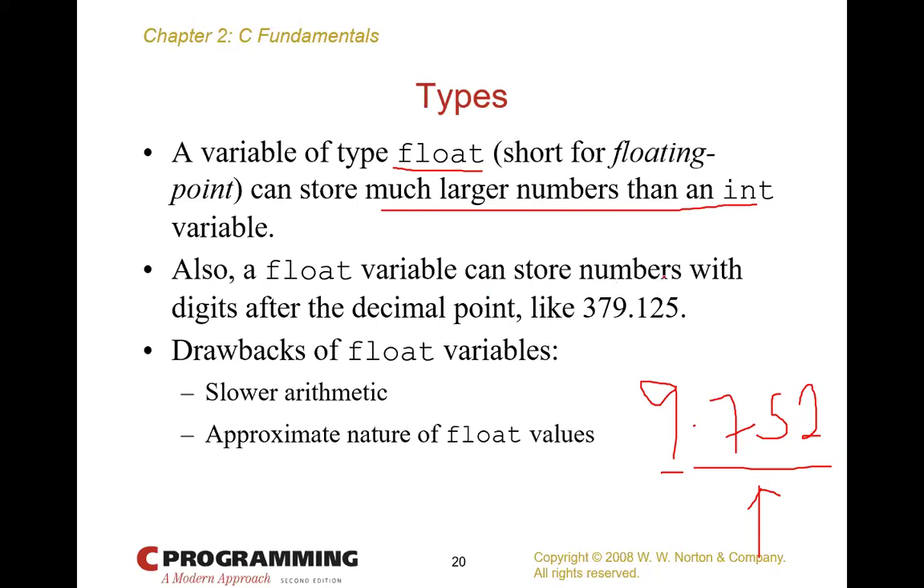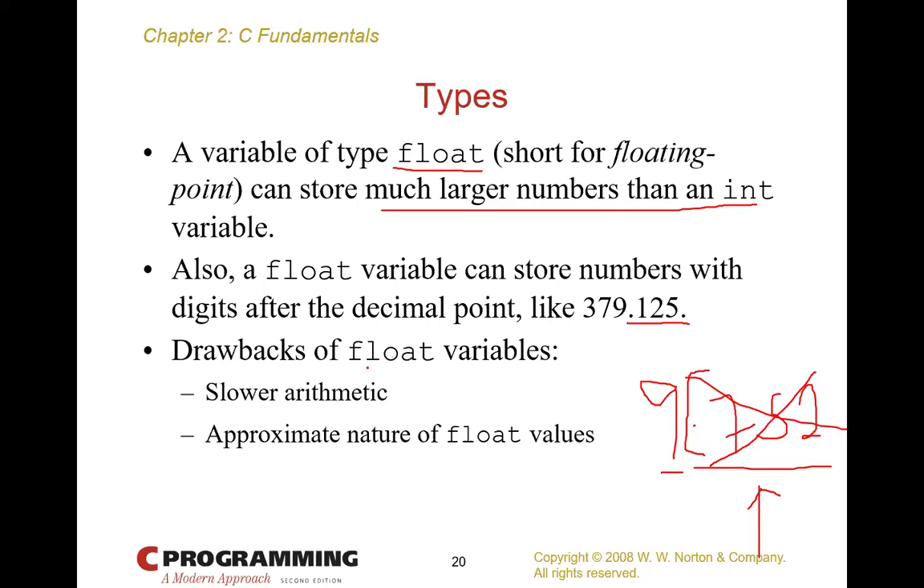Also, a float variable can store numbers with digits after the decimal point, just like what we have here. It can store numbers including the digits after this decimal point. If you try to store this in an integer variable, you will be making a mistake. Why? Because integer variables would not store this part, because they cannot store what comes after the decimal point.